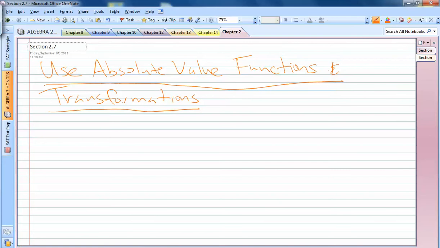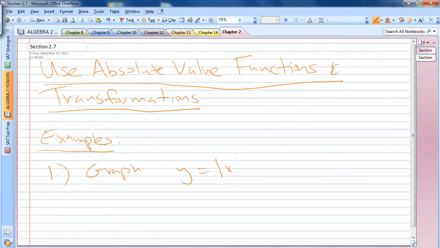So we're going to start with a simple example. The first example will be the graph y equals the absolute value of x. So we've talked about absolute value before. We know what absolute value does. It makes anything negative to positive, and anything that's positive stays positive.